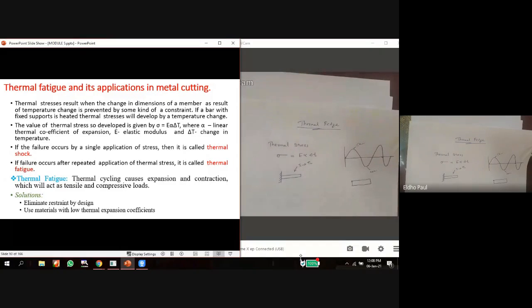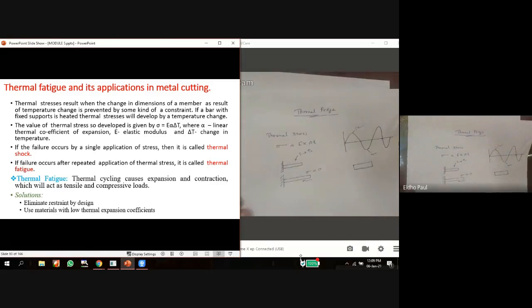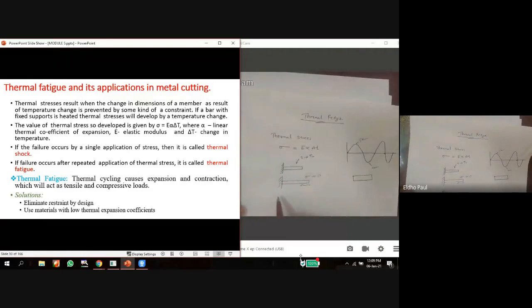One end is fixed. When one end is fixed, this end is free. When I change the temperature, what happens? This will elongate or contract depending upon the alpha value. This end is free, so it can easily elongate with respect to the change in temperature. So there is no stress developed on this body when this end is free or both ends are free. But thermal stress is developed when both ends are fixed.